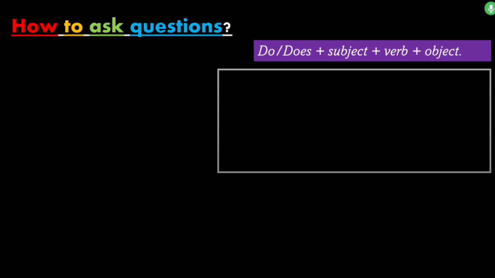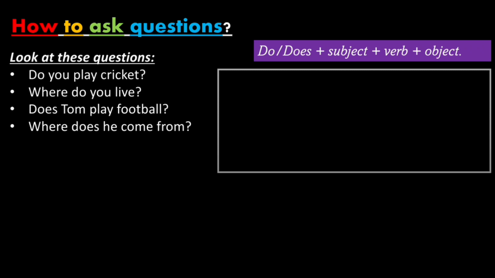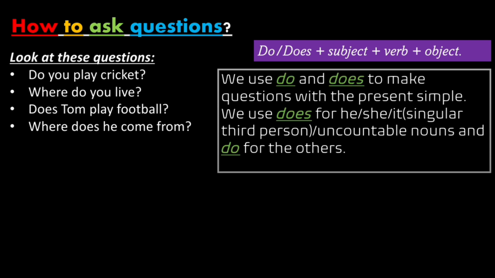Ask questions. So we're going to create questions using present simple tense. Here you can see some examples: Do you play cricket? Where do you live? Does Tom play football? Where does he come from? So we use do and does to make questions with the present simple. We use does for he, she, it, or a singular third person or uncountable noun, and do for the others, for example plural, or you, they, such words.